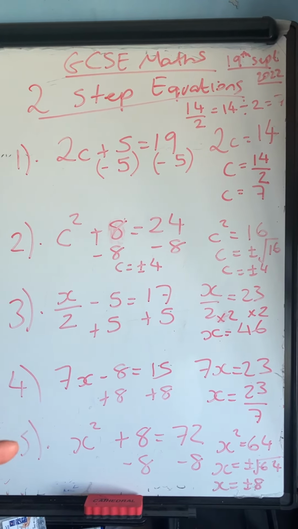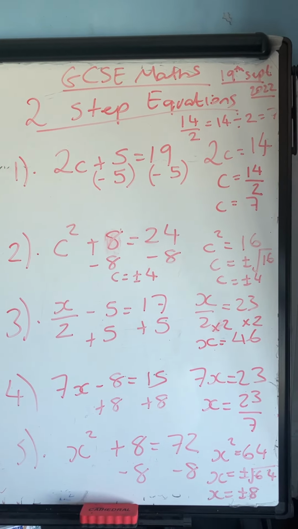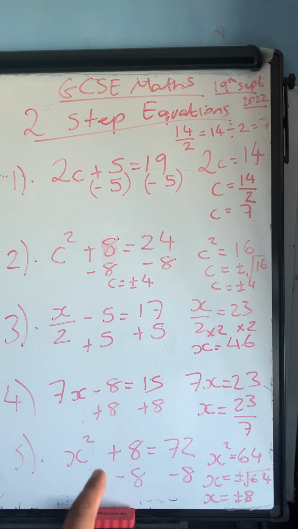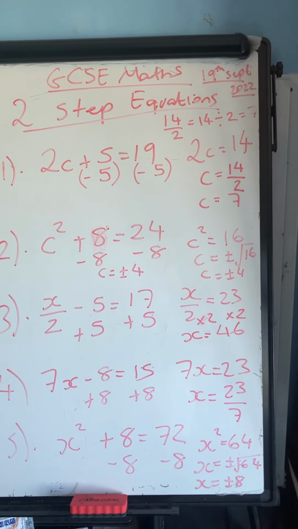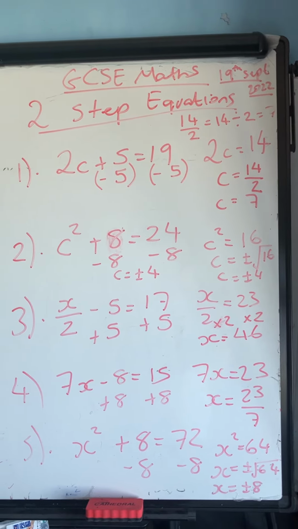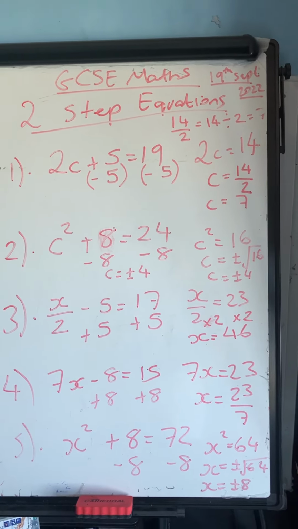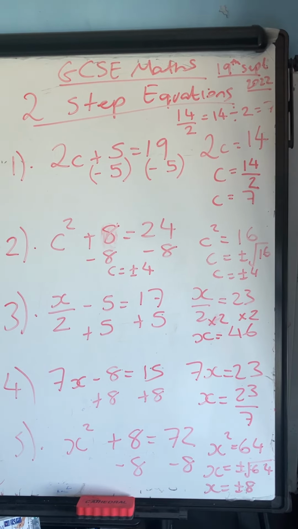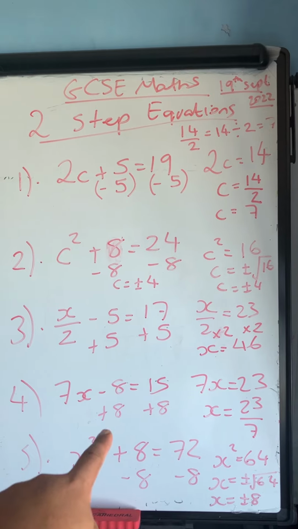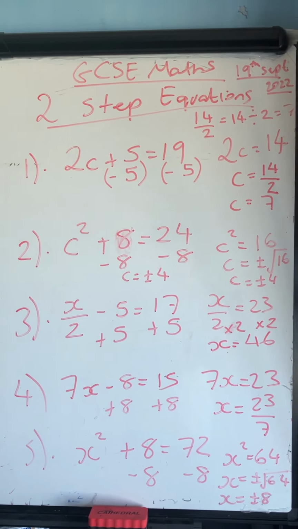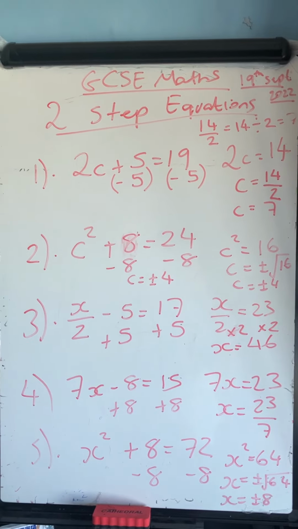Question number 5, so last question for today's video. X squared plus 8 equals 72. Take away 8 on both sides of my equation. I get x squared is equal to 64. X is equal to plus or minus the square root of 64, which is plus or minus 8. And again, guys, it's plus and minus because I've got a quadratic equation, a power of 2. That means it's a quadratic, so I can take the positive and the negative root.